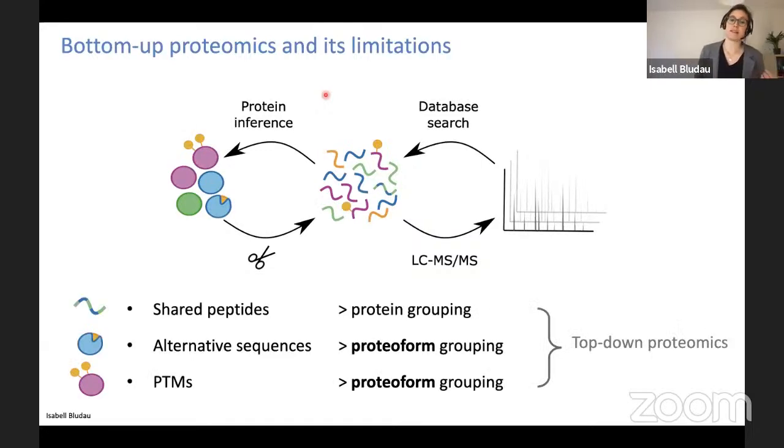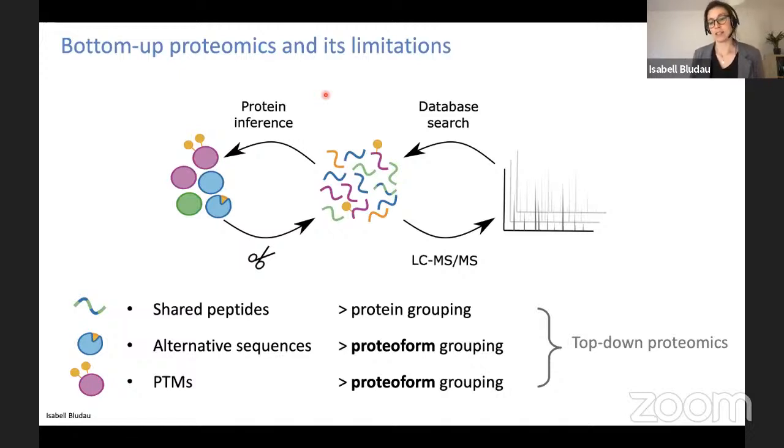First of all, peptides might be shared between proteins of different genes. And this is a fairly common problem, and it's usually tackled by protein grouping strategies where you, for example, assign a shared peptide to the protein which has more unique peptide evidence. But the situation gets even more complicated if we consider alternative sequences derived, for example, by alternative splicing, and even more when we look at PTMs.